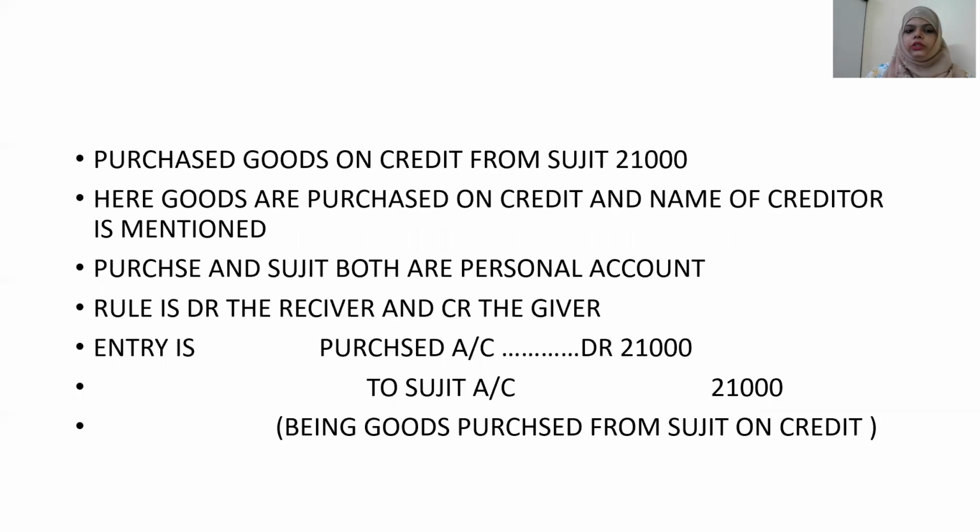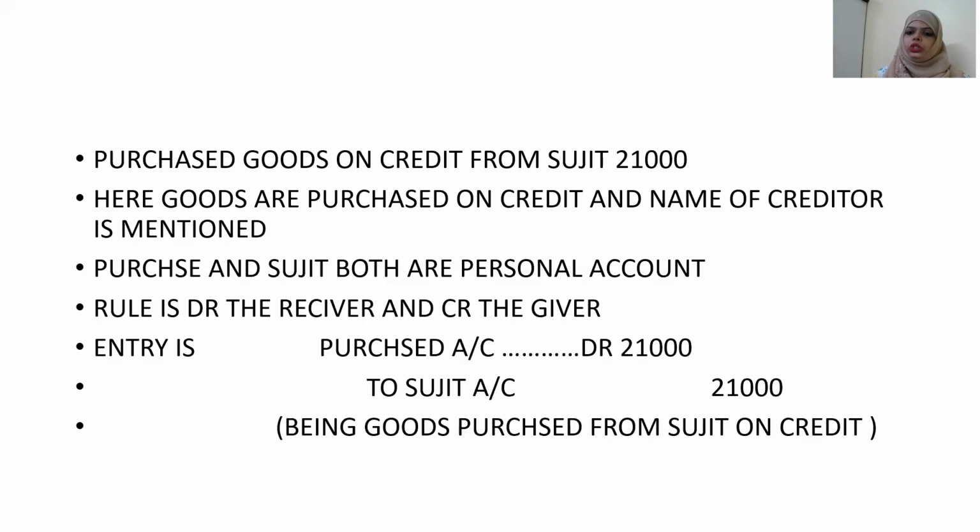Moving to the next transaction. Purchase goods on credit from Sujit rupees 21,000. So here there is a credit purchase of goods, and the name of the creditor is also mentioned. So purchase and Sujit both are personal accounts. Rule is debit the receiver and credit the giver. So what account is receiving? Purchase account. Purchase account debited rupees 21,000 to Sujit account rupees 21,000. Being goods purchased from Sujit on credit.